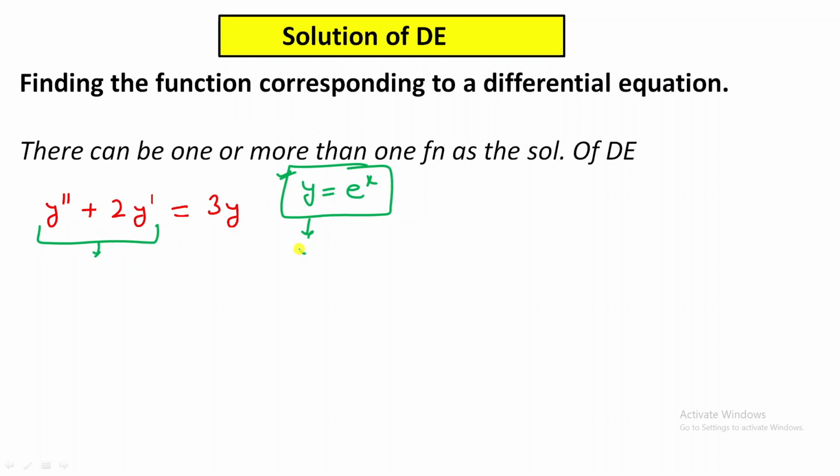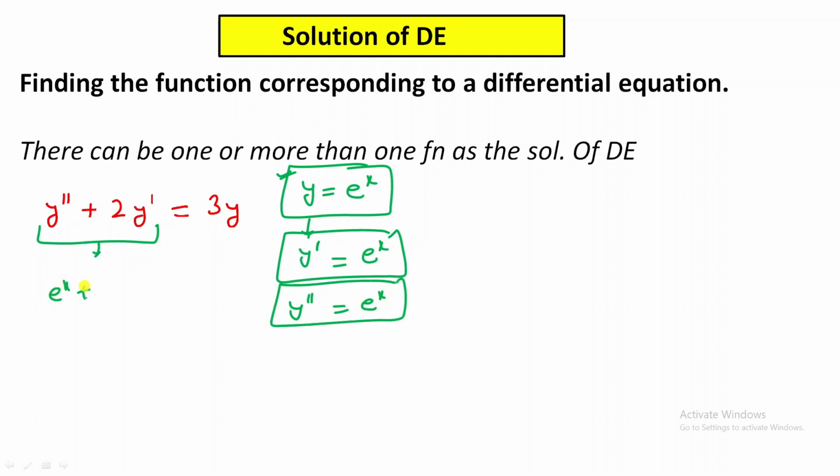So let's find y dash, the first order derivative. You know for e^x the differentiation remains the same, e^x. The second order derivative will again be e^x only. Now you put this in here: e^x plus 2 of e^x equal to 3 of, now what is the value of y? The value of y is e^x. So you get 3e^x equal to 3e^x. That is, left hand side is equal to right hand side. That means this is the solution of this differential equation.